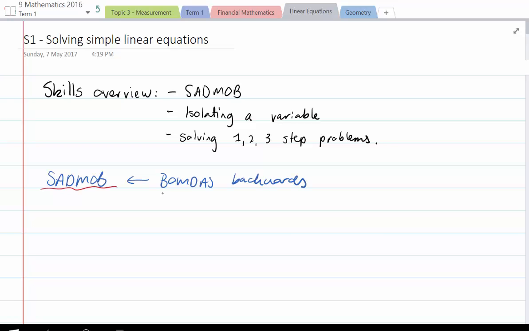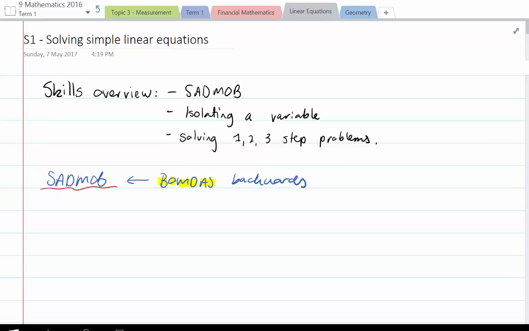Now, I'm going to assume that everybody is familiar with BOMDAS, which is really just an acronym to remember our order of operations. So we all know that we've got brackets and then orders, which is our powers and square roots and logarithms and whatnot. Multiply and divide comes next from left to right, and then addition and subtraction from left to right. So everyone should know that.